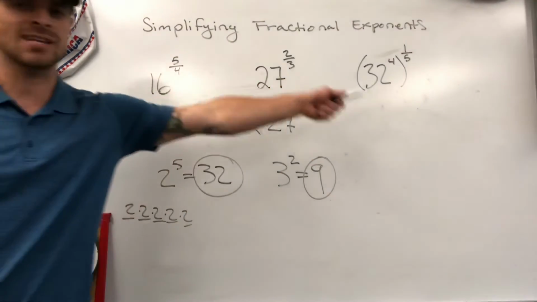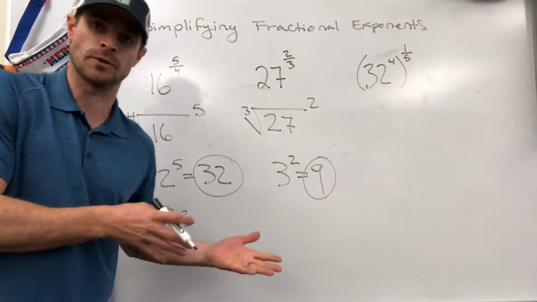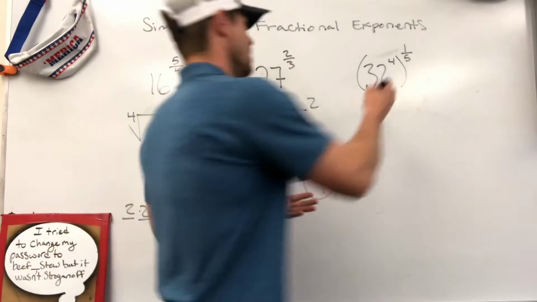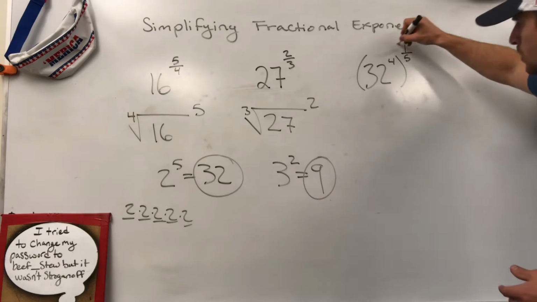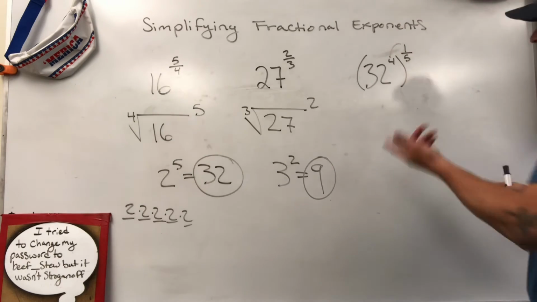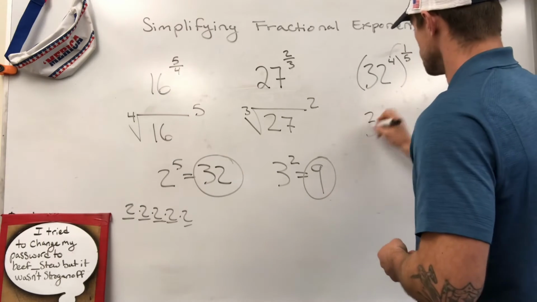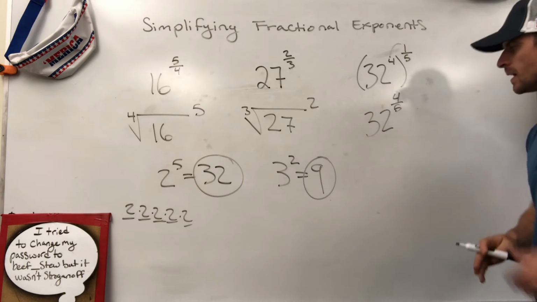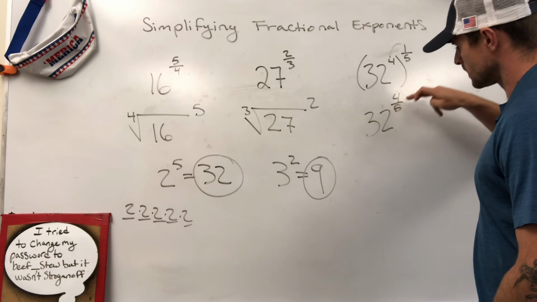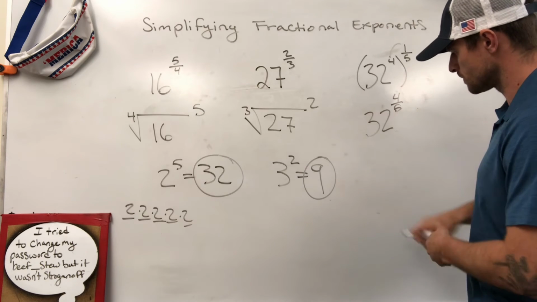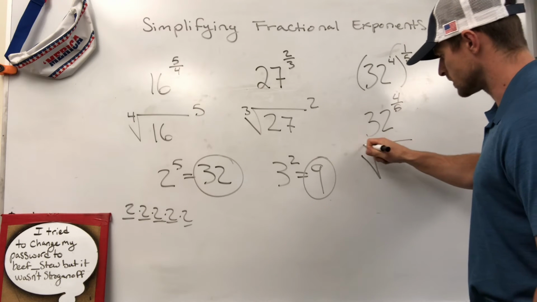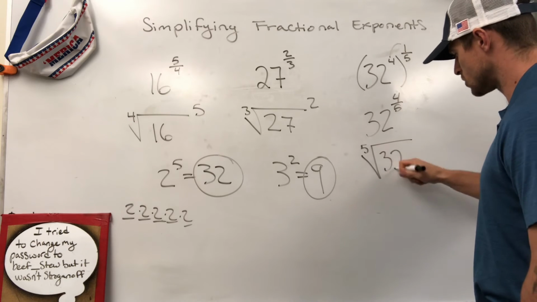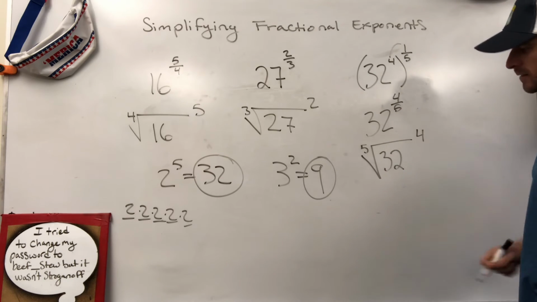And then we move to this last one where we have to do the power over power rule first. So we have to know our laws of exponents. When you have an exponent over an exponent, that means multiplication. So we need to multiply the 4 times the 1/5, giving me 32 to the 4/5 power. This is my numerator, my denominator. Denominator becomes the root. So this is the 5th root of 32 with a 4 on the outside.